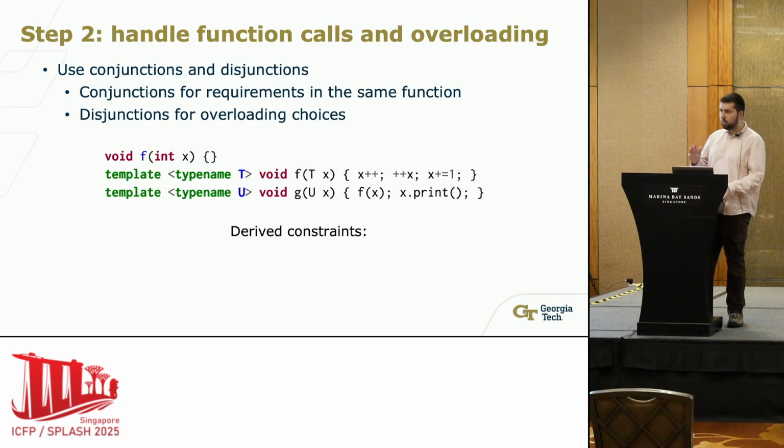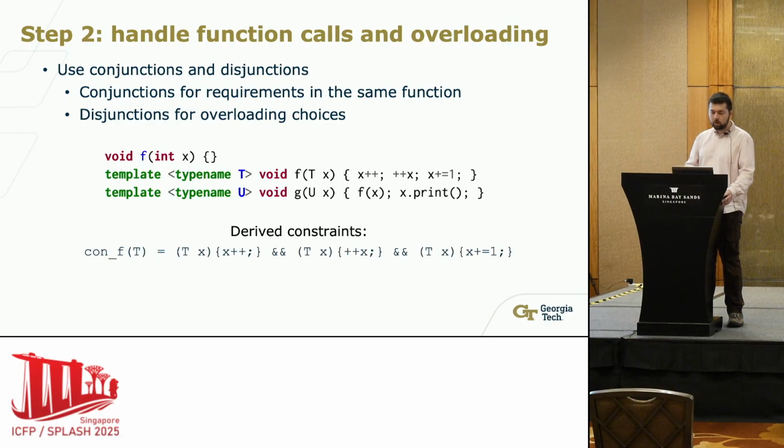To understand that a bit better, here's a deeper example. What we need to do in step 2 is stitch together those different constraints for each variable and each type. We do that in 2 ways. First, if we have multiple uses of values of the same type in a function, we simply conjoin their constraints.